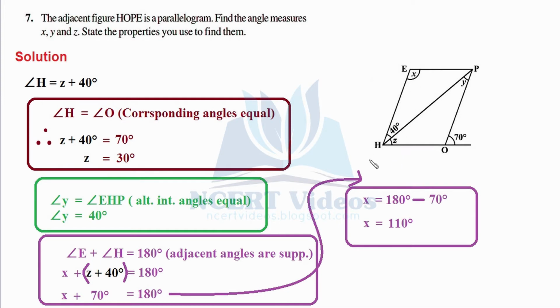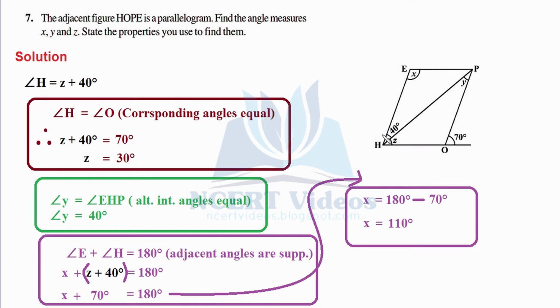Also, we know that we are dealing with a parallelogram. Therefore, this line segment and this line segment are parallel to each other. And this line segment HO is a transversal. Therefore, we have a formation of corresponding equal angles. That is, this 70 degrees will be equal to addition of 40 plus Z. That is, angle O will be equal to angle H.